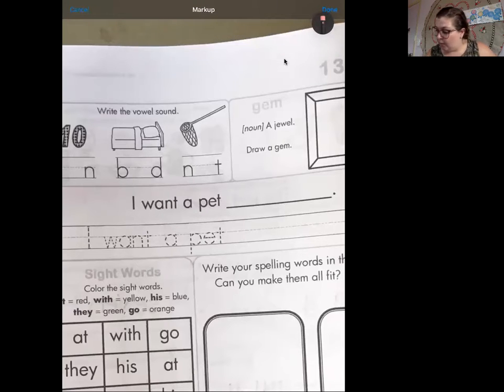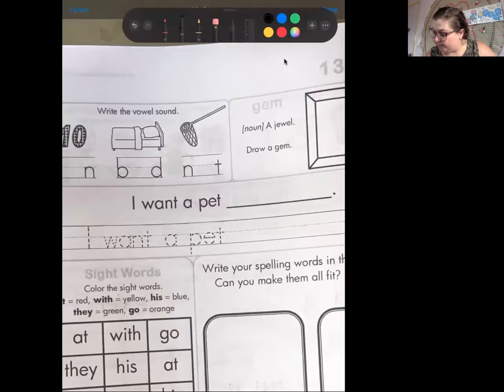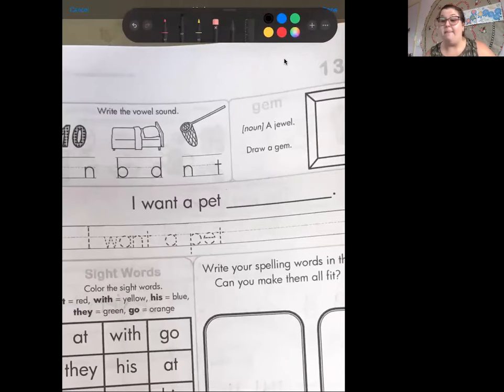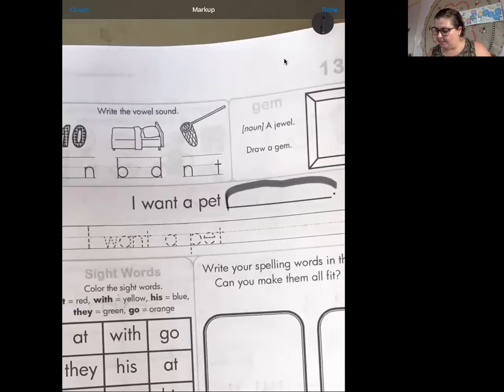Now, what are you going to do to fill this in? Do you want a pet, please? Right? Sometimes if we say please, they'll give it to us. Or maybe you just want to say the pet that you want. Do you want a pet horse? Do you want a pet pig? Do you want a pet dog? Do you want a pet cat? A pet hamster? A pet unicorn? You can put anything you want here.